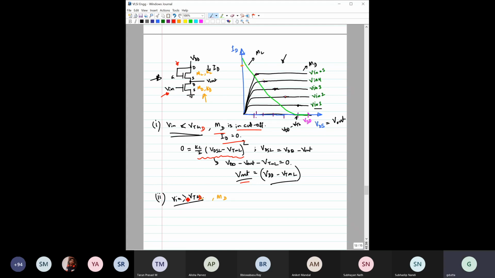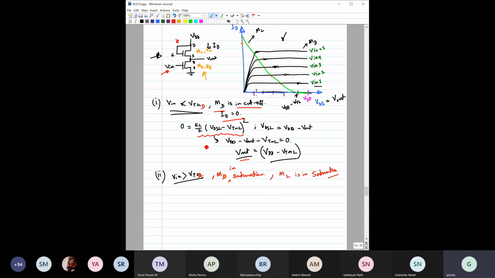So now if this V in is greater than VTHD, right, then in which region will this MD operate? You can clearly see this is the MD, right? So MD is operating in the saturation region, right? MD in saturation. Okay. What about ML? It is always in saturation, right?